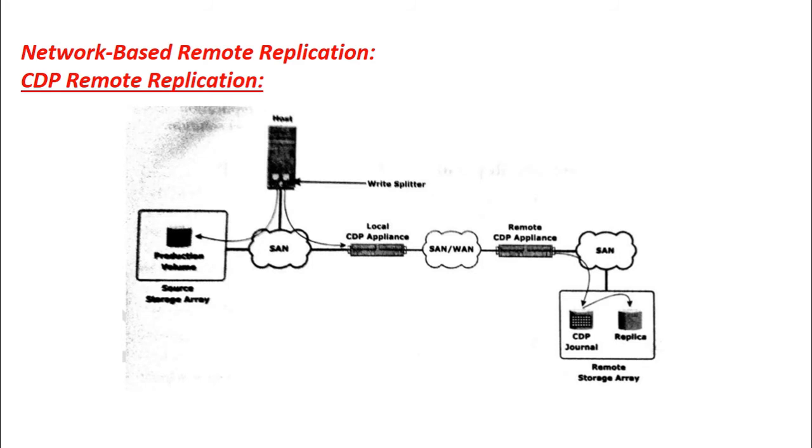For remote replication over extended distances, optical network technologies such as DWDM, that is dense wavelength division multiplexing, CWDM, that is coarse wavelength division multiplexing, and synchronous optical network, that is SONET, are deployed. So these are the three different types of remote replication.